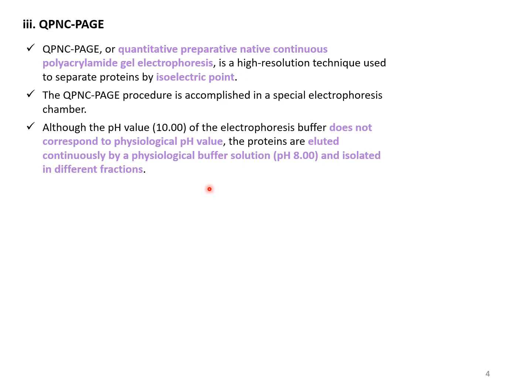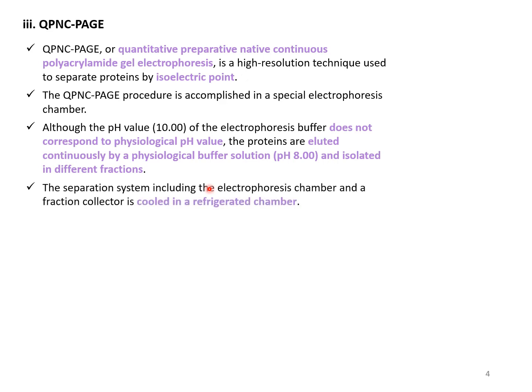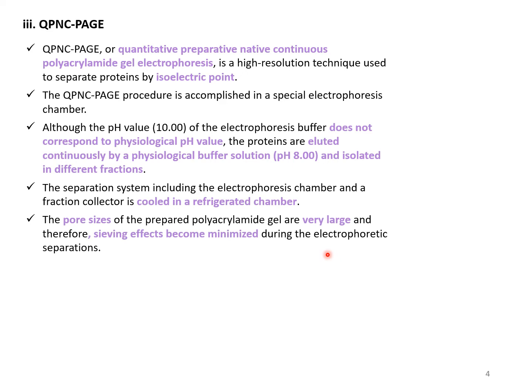So the protein is eluted at a pH which is close to the physiological pH, which ensures that the functionality of the protein is maintained. Now, the separation system, including the electrophoresis chamber and a fraction collector, are all cooled in a refrigerated chamber. Why? To ensure that the protein can retain its functionality for further subsequent studies. The pore sizes of the polyacrylamide gel are very large, and therefore the sieving effects become minimal during the electrophoretic separation.